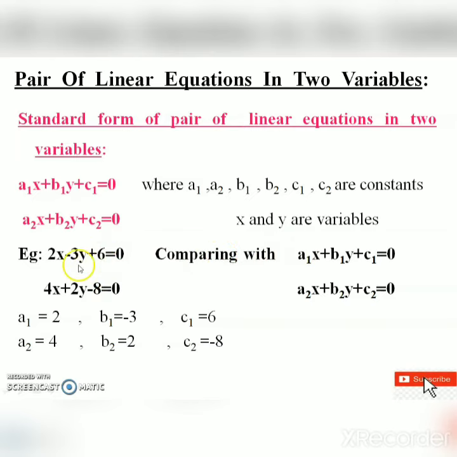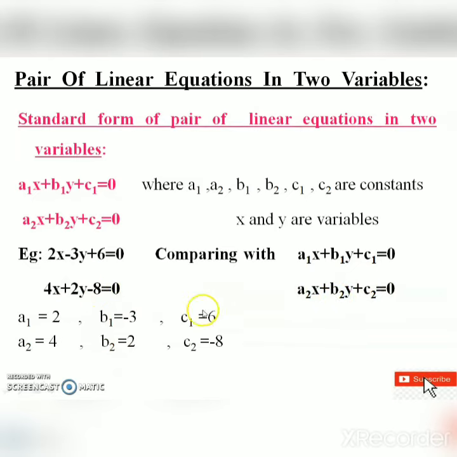Okay, so how to know what is a1, b1, c1 in this, and what is a2, b2, c2? Compare the first equation with a1x plus b1y plus c1 is equal to 0, and compare 4x plus 2y minus 8 is equal to 0 with a2x plus b2y plus c2 is equal to 0. So compare the constants. Here x, here also x. The constants are a1 is equal to 2, b1 is equal to minus 3. Also consider the sign. Be very careful. So b1 is equal to minus 3 and c1 is equal to 6. Similarly, see the second equation. a2 is equal to 4. Okay. b2 is equal to 2 and c2 is equal to minus 8.